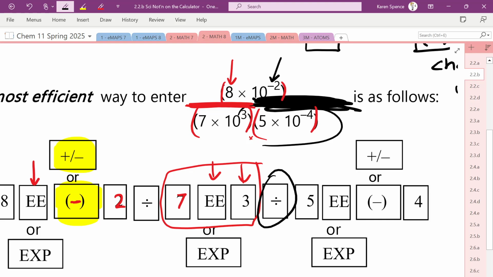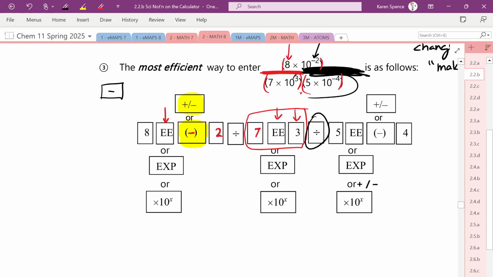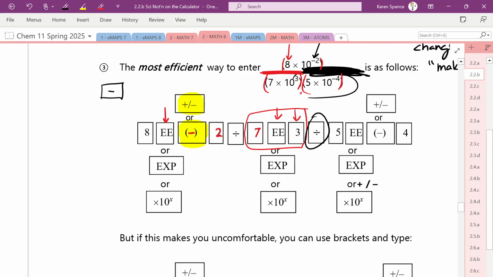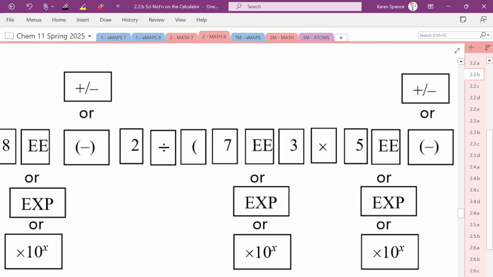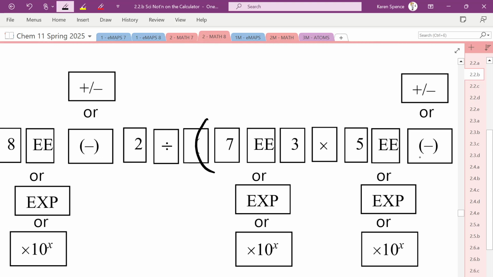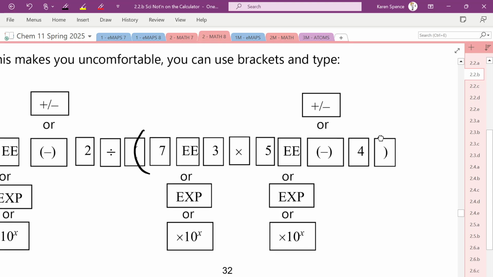Could you stick that whole thing in brackets and multiply the 2? Yes, you could. But you're wasting keystrokes. Okay? But, like I said, if that makes you uncomfortable, you absolutely can put it in brackets and multiply. What is your final answer to this? What's the final answer for this?